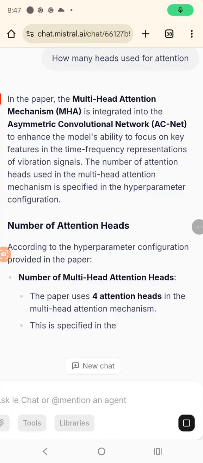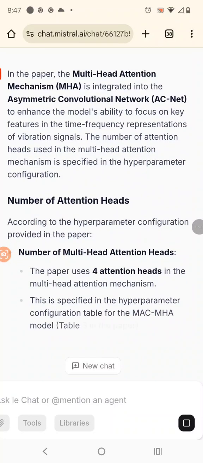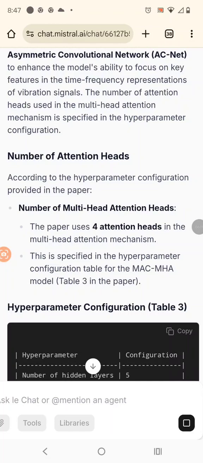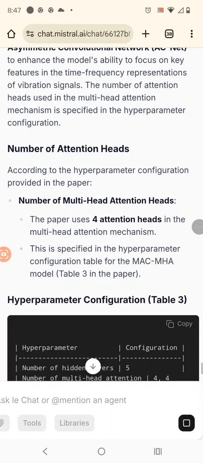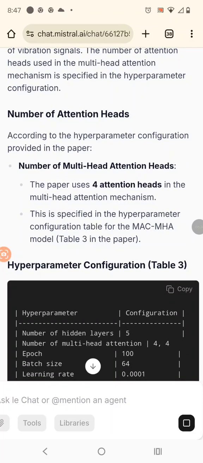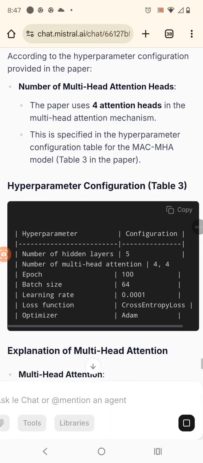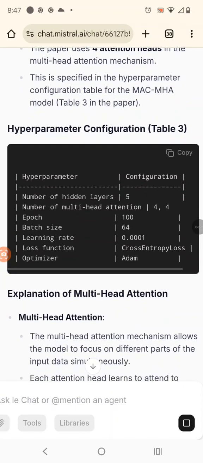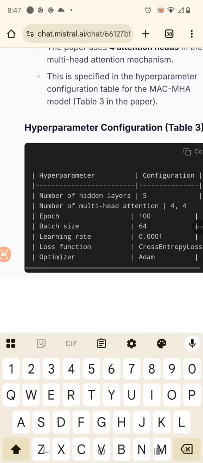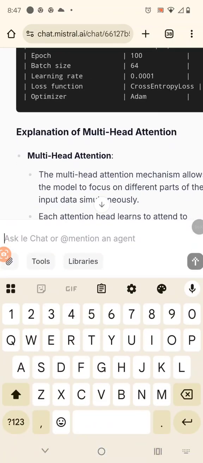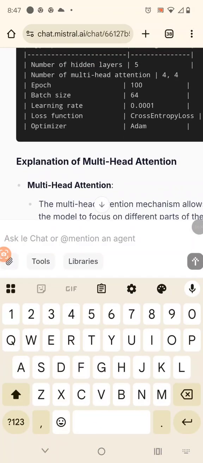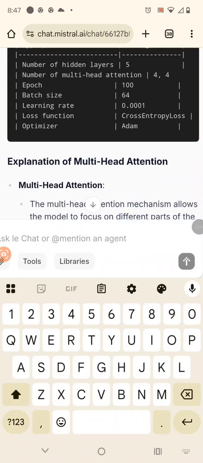So there are 4 attention heads used by the asymmetric convolutional network in this paper. This is specified in the hyperparameter configuration table. Here you can see 5 hidden layers, 4 multi-head attention, 100 epochs, batch size of 64, learning rate 0.0001, and the loss function is cross entropy loss. The optimizer is the Adam optimizer.